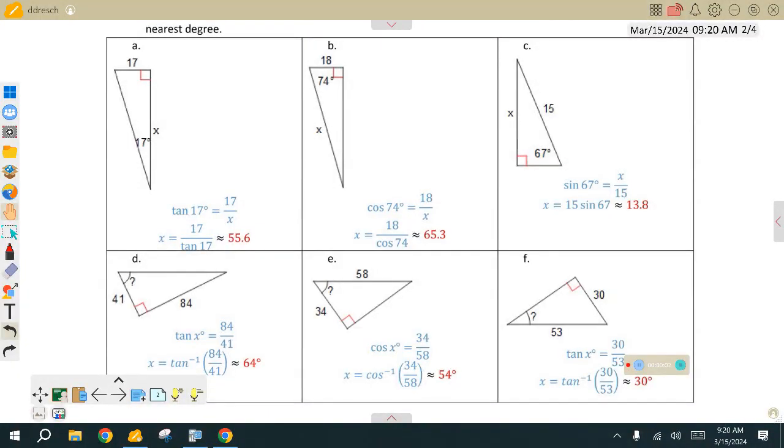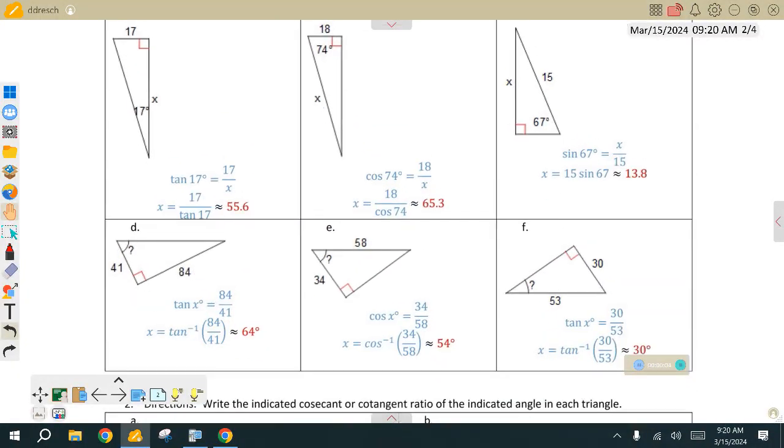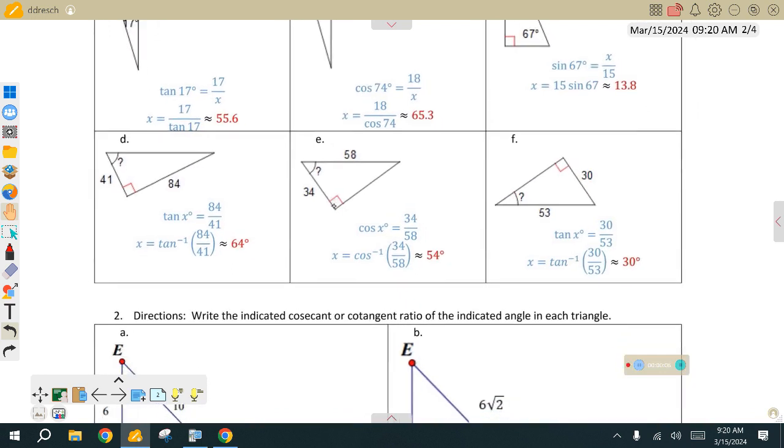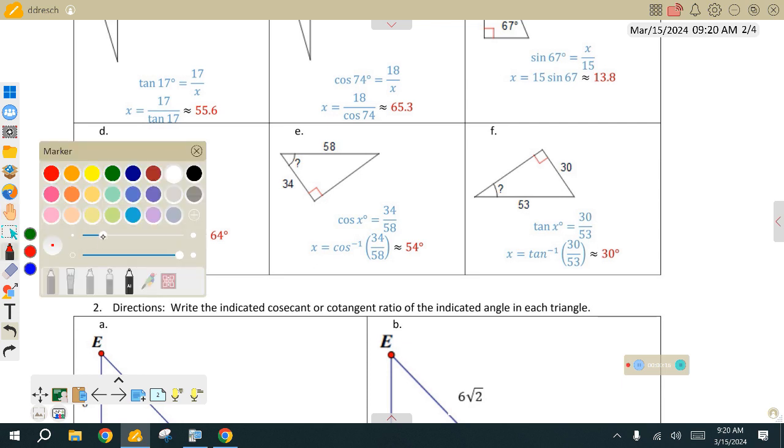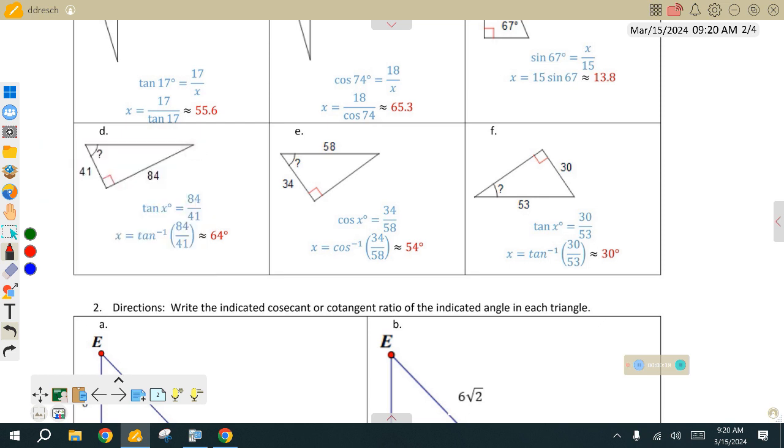Is that right here? Okay, 1F, standing at the angle. That is not the tangent ratio, is it? Nope. What is that? Sine. Thank you. It's the sine ratio. Thank you for calling me out on that. So it is the sine ratio, isn't it? On that sine ratio, instead of the tangent ratio.